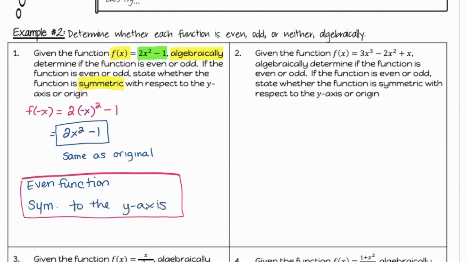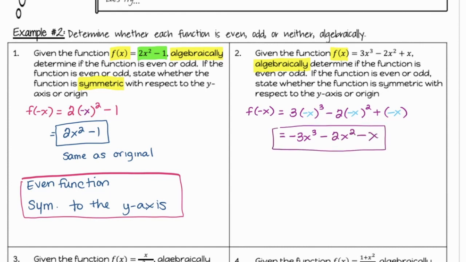All right, number 2, we have been given our function, f of x, a cubic function. We want to determine algebraically whether this function is even or odd. Again, once we determine that, then we're going to determine whether it has symmetry. I am going to start off with the same test, f of negative x. I'm going to replace all of my x's with a negative x. I'm going to simplify it as much as I can. And this is what I get.